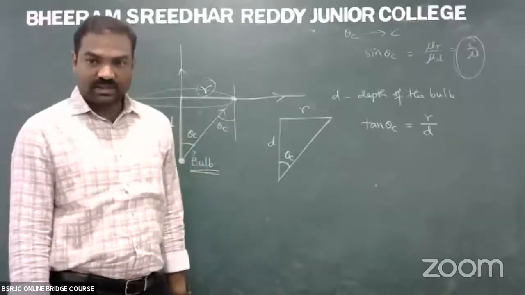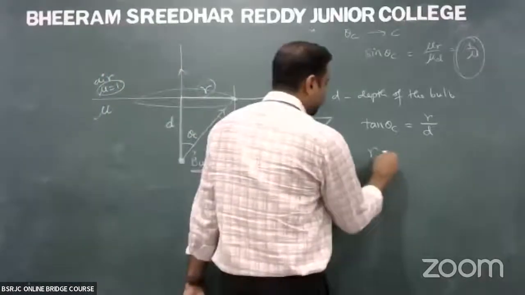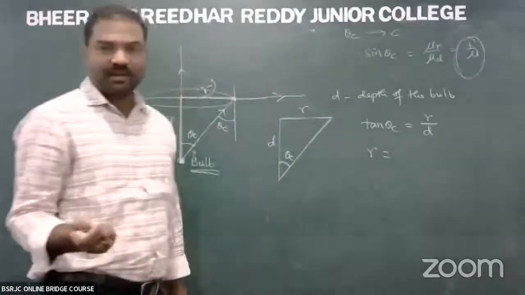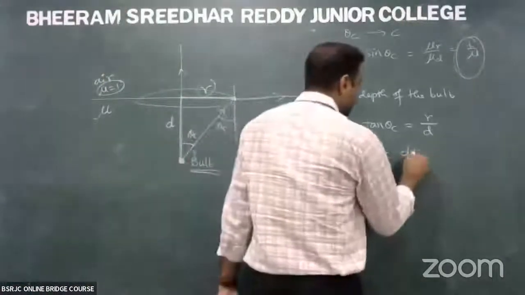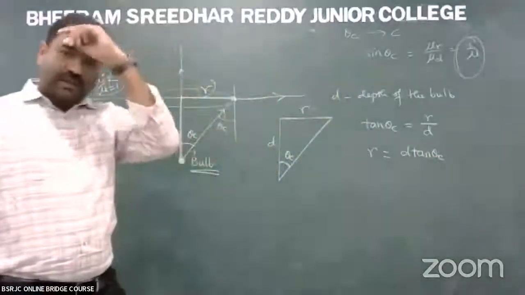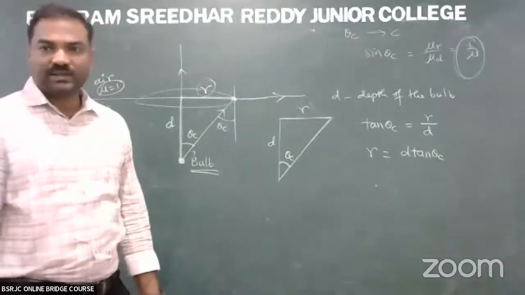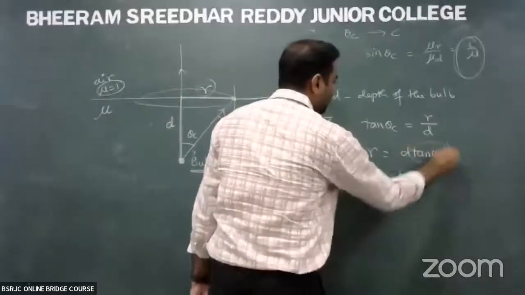Correct, very good. It is R by D. We want the R value, where R is the radius of the circle. As R is the radius of the circle, the R value I can write down as D into tan theta c. Then R is equal to D into tan theta c.